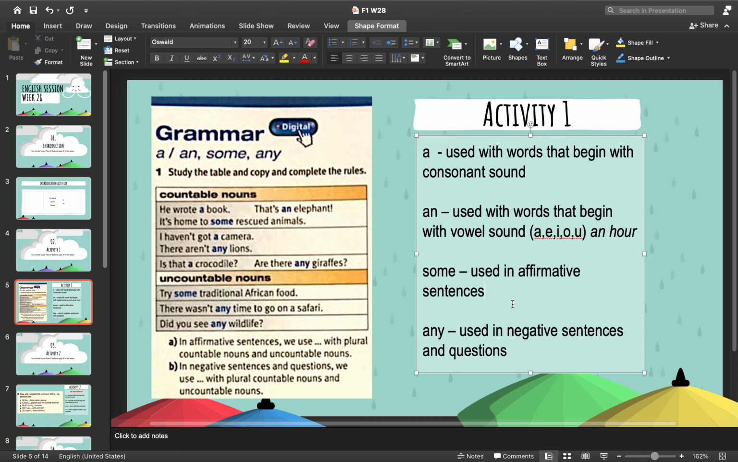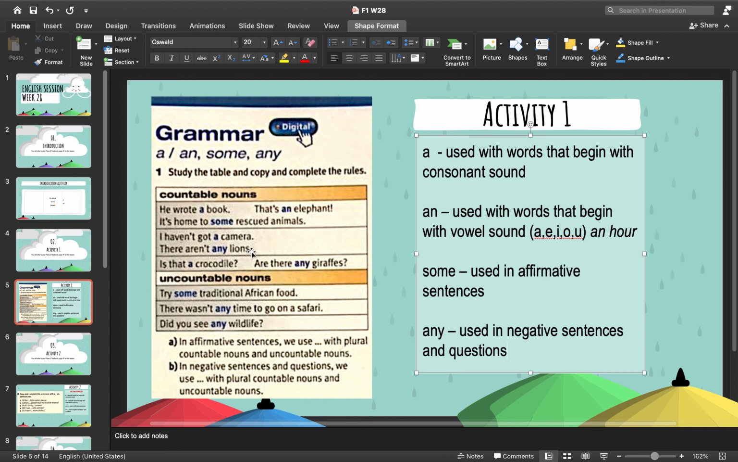Okay. And then we have any. Any ni lebih kurang, maksud dia lebih kurang sama dengan some, tapi pakai dia lain. Okay, dipakai dalam ayat negative dan juga questions. Negative sentences and questions. So, what kind of negative sentences? Ayat yang macam mana? Ayat yang ada perkataan not.